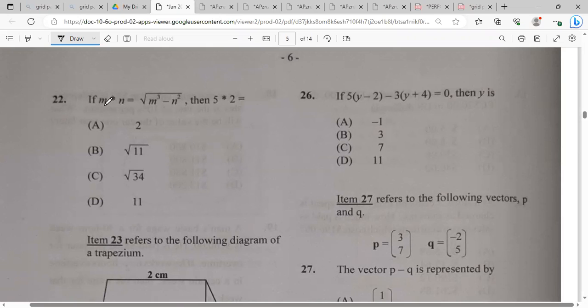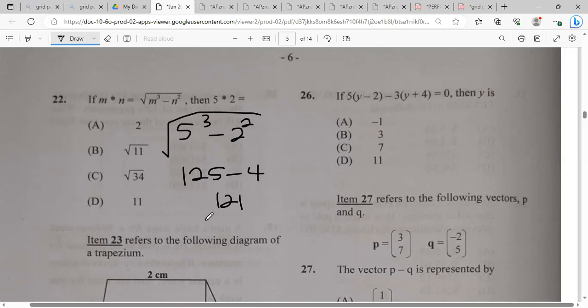All right, if m asterisk n is equal to the cube root of m cubed minus n squared. So this is going to be 5 raised to the third minus 2 raised to the second power, and then we find the square root. So 125, which is 5 times 5 times 5, minus 4 works out to 121. But remember, we have to find the square root. A number multiplied by itself to give you 121 is 11.